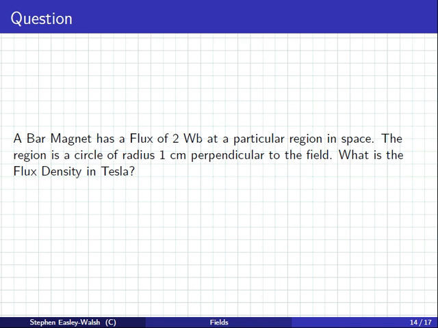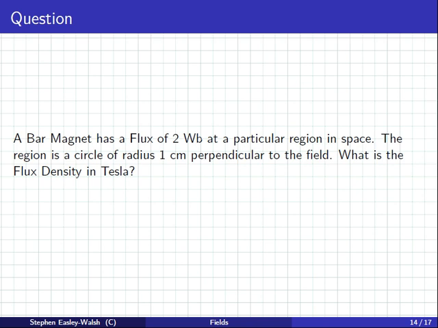Here's a very simple one. A bar magnet has a flux of 2 Webers, and we're looking at a circle of radius 1 centimetre. What is the flux density? So, what's the formula? It'll be 2 over pi r squared. So you've got a circle, and you've got 2 Webers going through it. What's the flux density in Tesla? 2 over pi squared. Are you sure, Zach? I don't know. It might be 1 centimetre. Oh, centimetre. Right.